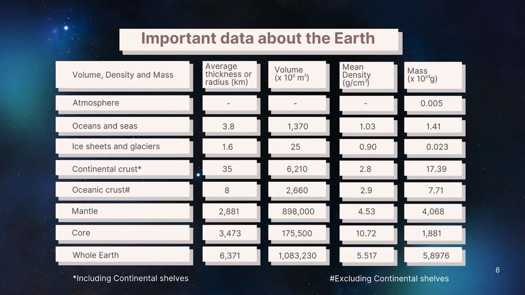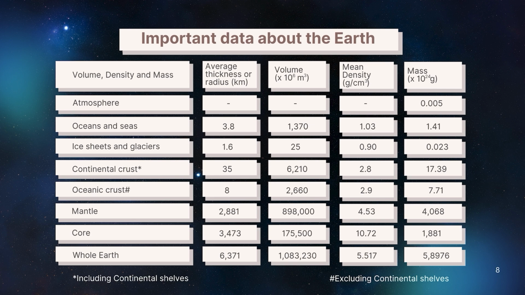The core is solid, but its outer layer is again liquid, and after that, if you see carefully, there are different layerings, important data about the earth: the atmosphere, then oceans and seas, ice sheets and glaciers, and after that we get the continental crust. Crust is again of 2 types, continental crust and oceanic crust. Then the mantle, and after the mantle you have a core.